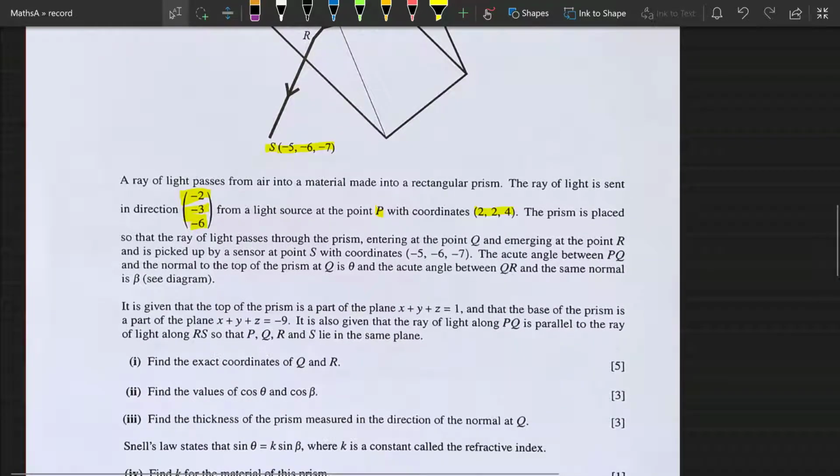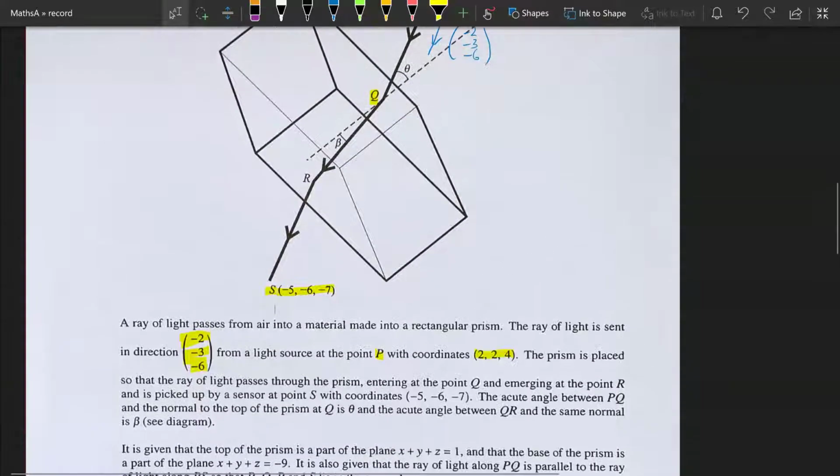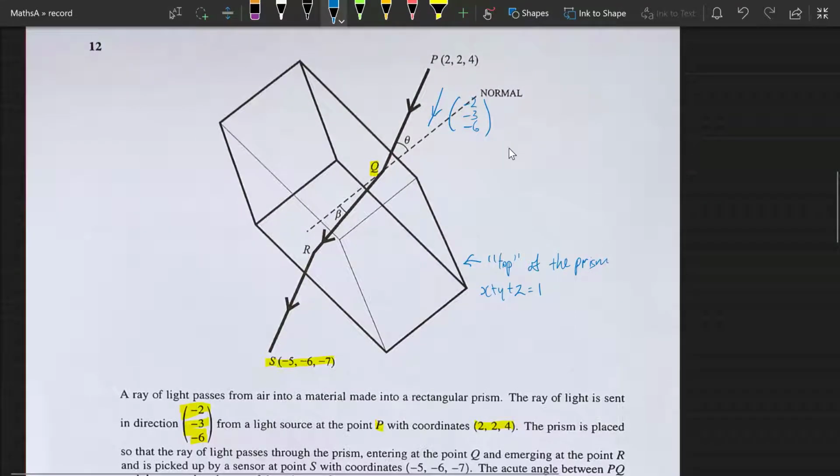The next part of the information here is also very important. The top of the prism is part of the plane x plus y plus z equals 1, which means they are actually referring to this part. This is known as the top of the prism. So this is our equation, x plus y plus z equals 1. This is the entire plane. So, at the risk of making this a bit more complicated, this entire plane is this one.